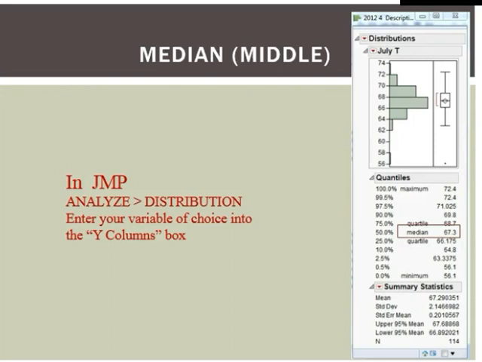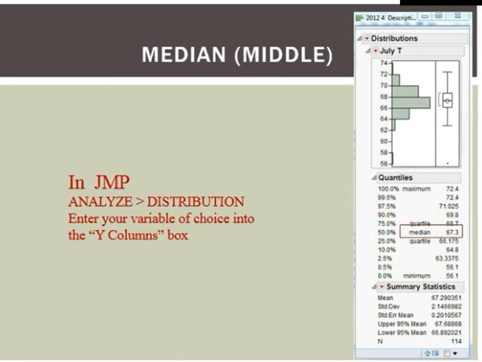Back to the JMP output for a second. So notice how there are quite a few different quantiles listed in the JMP output by default, not just the median. Percentiles are used to quantify the value below which a certain percent of that sample or of all of the total observations would fall. Statistically, there are some specific percentiles that are of use to us.